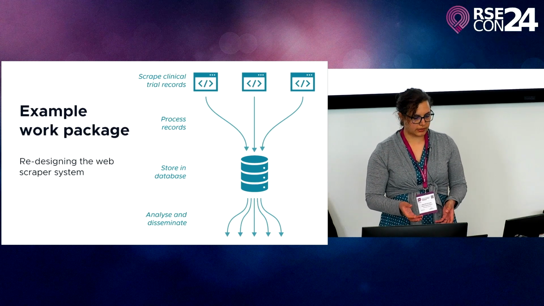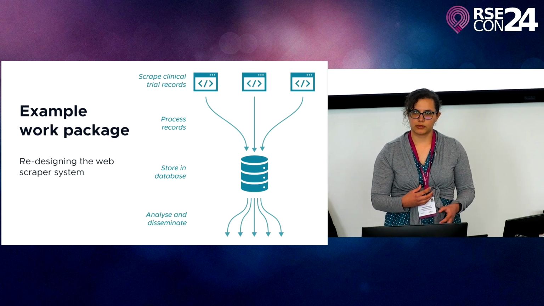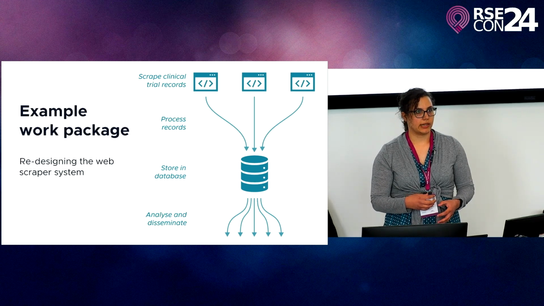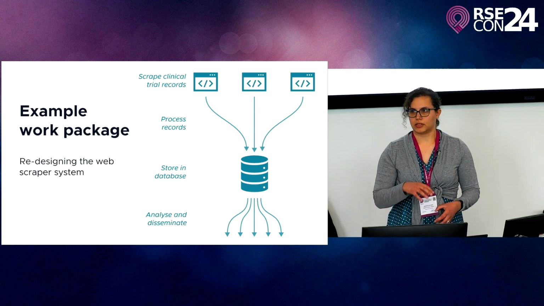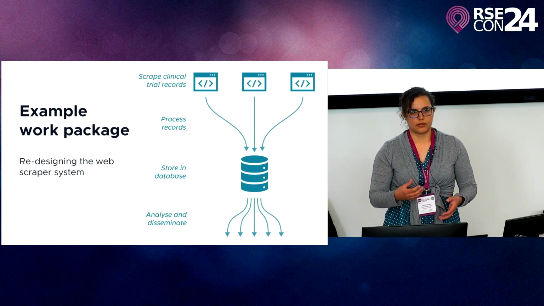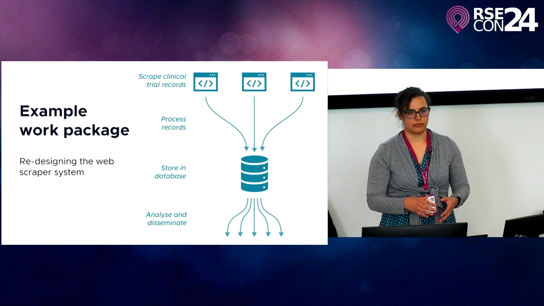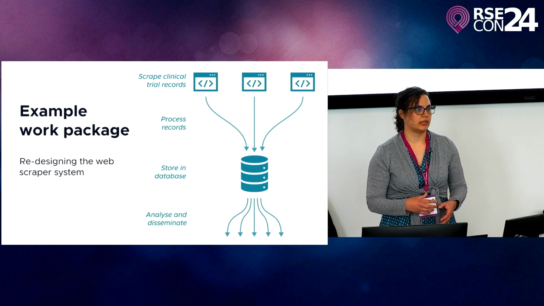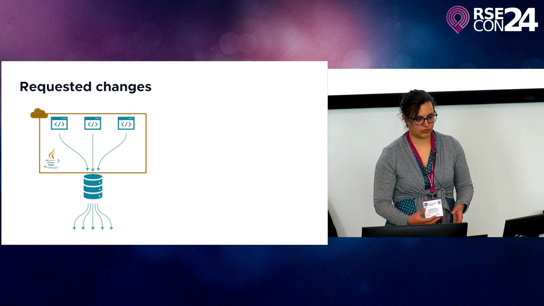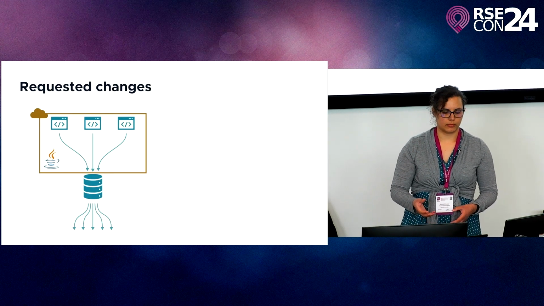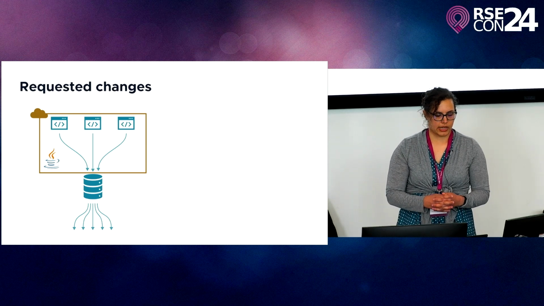I'll illustrate this process using an example work package that I've been focused on, which is redesigning OpenScan's web scraper system. And this system is at the heart of OpenScan. It has several different web scrapers that collect clinical trials from different registries, pipelines that process these records, a database for storing them, and then the data is used for further analysis in the team or disseminated through OpenScan's front-end applications. And we're very fortunate to have a very involved team and collaborators in the Innovation Observatory, and they came to us with some ideas on how to improve this system.